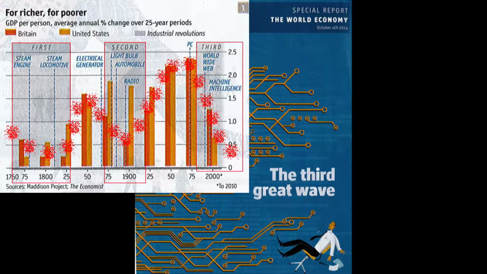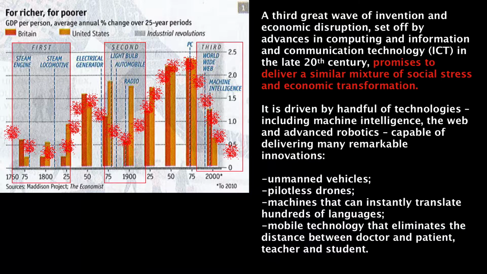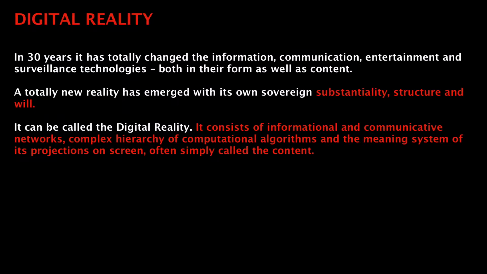So we might say, as the Economist article tells us, a third great wave of invention and economic disruption set off by advances in computing and information and communication technologies in the late 20th century promised to deliver a similar mixture of social stress and economic transformation. And they also add that it is really driven by a handful of technologies: machine intelligence, advanced autonomous robotics, and so on. In 2014, it was also said that the last-minute advancement in technological revolution has really been due not so much to the power and speed of computing, but because of the more advanced algorithms.